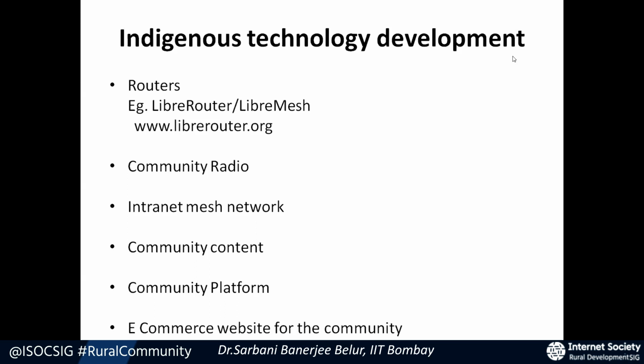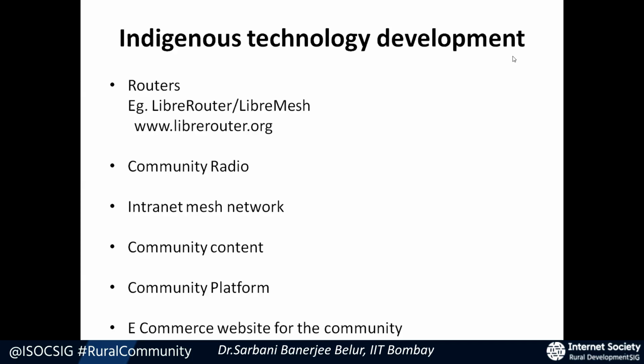And the first prototype of this is out, and you can read more about it in the web link given below. The other technology development that can take place is community radios, for example. You can set up a radio station in the community with a tower and the devices and a studio for the community to record content. There can be an intranet mesh network that can be an offline mesh network, having the capabilities of not being online, but equivalent to being online.